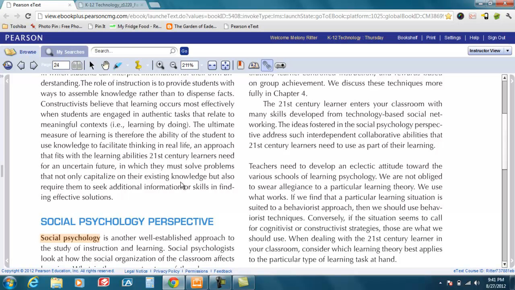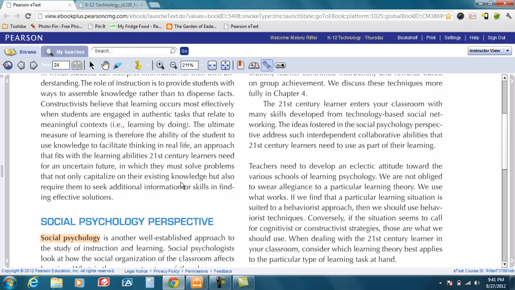The 21st century learner enters your classroom with a lot of different skills, especially from a technology-based social networking environment. And the ideas fostered in that social psychology perspective address the independent and collaborative abilities of this type of learner. And teachers need to develop an eclectic attitude toward various thoughts of learner psychology.